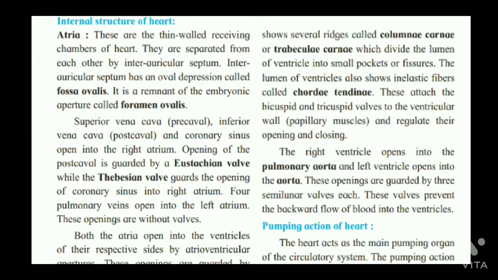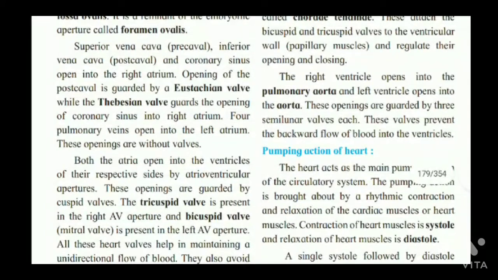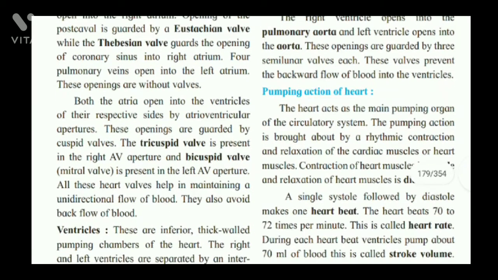into the right atrium. Four pulmonary veins open into the left atrium. These openings are without valves. Both the atria open into the ventricles of their respective sides by atrioventricular apertures. These openings are guarded by cuspid valves. The tricuspid valve is present in the right AV aperture, and the bicuspid valve, also called the mitral valve, is present in the left AV aperture.